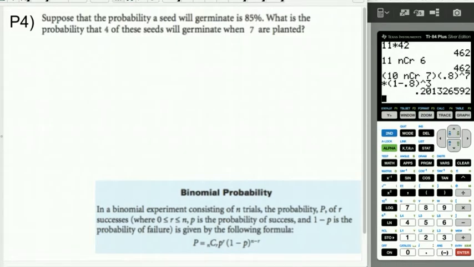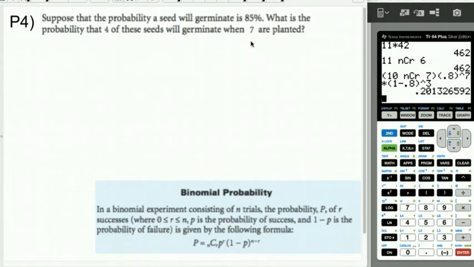All right, so we're going to try a P4 that is like E4. Again, the formula is down at the bottom. I don't need you to memorize this. Even if you end up in a lot of stats classes, they don't make you memorize a lot of the formulae. They just make you know how to use them. So suppose the probability of a seed germinating is 85%. What is the probability that 4 of these seeds will germinate when 7 are planted?